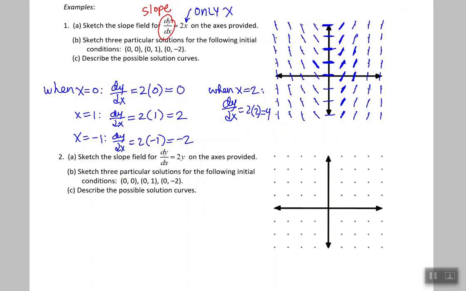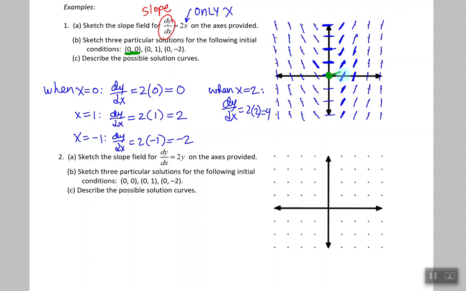So first, I'm going to sketch 3 particular solutions for the following initial conditions. First, it's going to be with the initial condition (0, 0). So I'm going to go over to where (x, y) is (0, 0), and then I'm going to follow my slope lines to the left and to the right. Now, first, the slope is 0, so moving to the right or to the left, it should be fairly flat. But as I move to the right, I notice the slopes are getting positive and they're getting steeper.